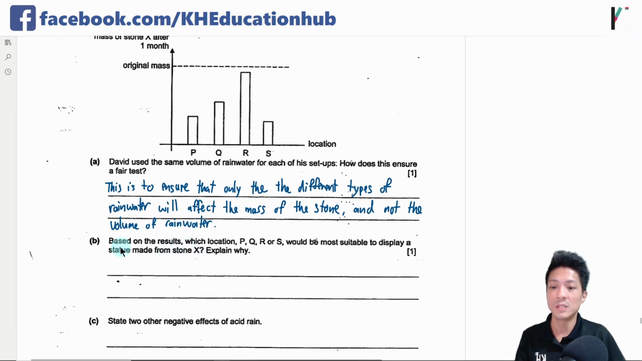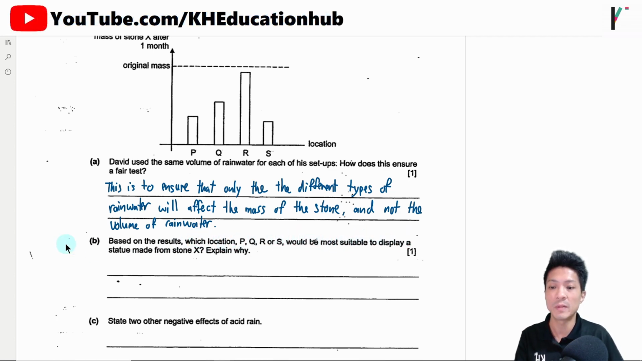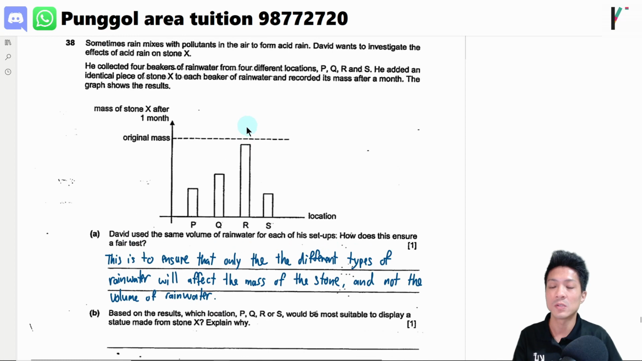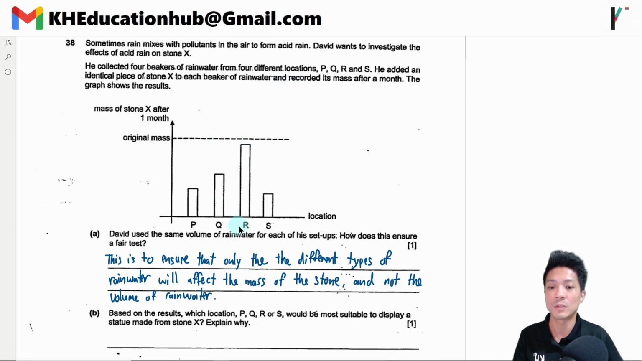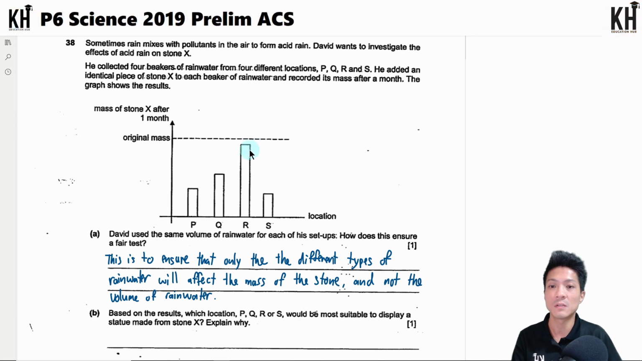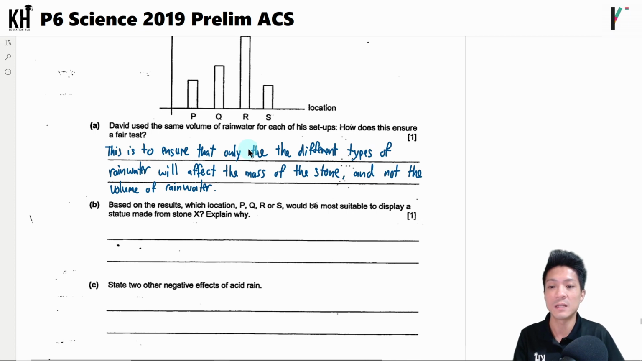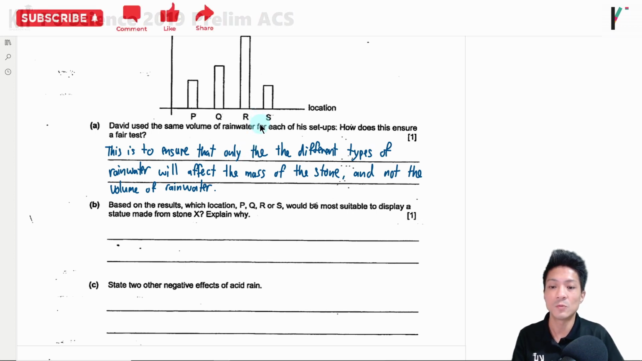So for part B, based on the results, which location P, Q, R, or S will be the most suitable to display a statue made of stone X? And explain why. So we can see that the stone that is soaked in the beaker with the rainwater from location R decreased the least, right? So which means that the rainwater from location R contains the least amount of acid. And so that will be the most suitable place to display the statue, so that the statue will not get corroded and it will not melt away.